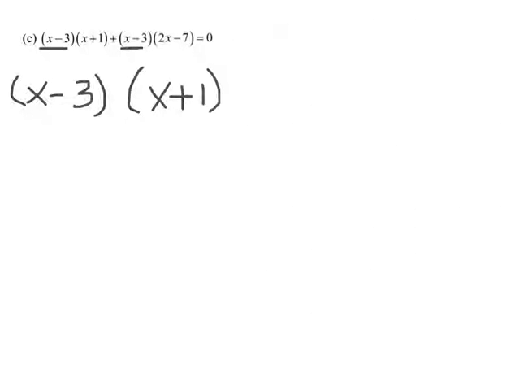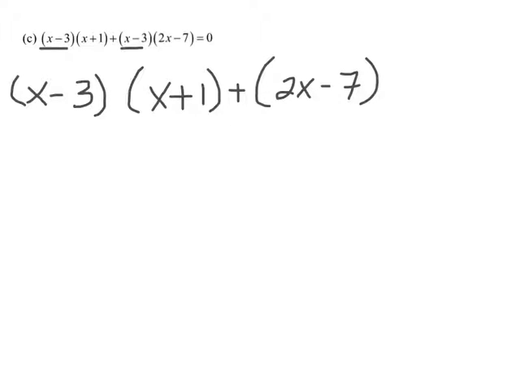Let's look at problem C now. What we need to notice from earlier in the year is that I have x minus 3 and x minus 3 that are exactly the same. So I'm going to pull those out. So I have x minus 3. And then what do I have left? I have x plus 1 plus 2x minus 7.